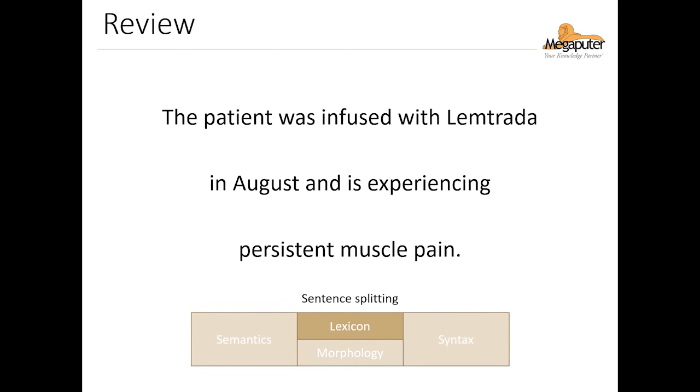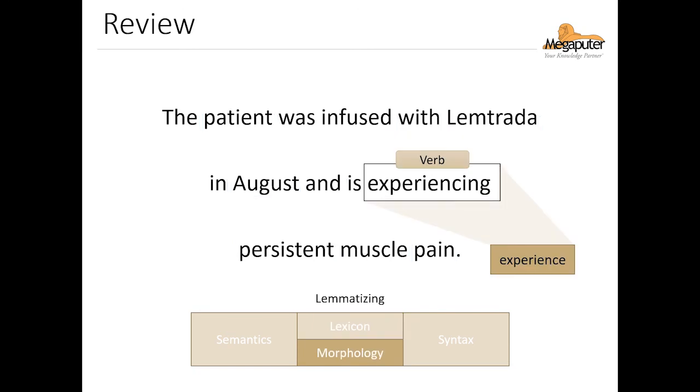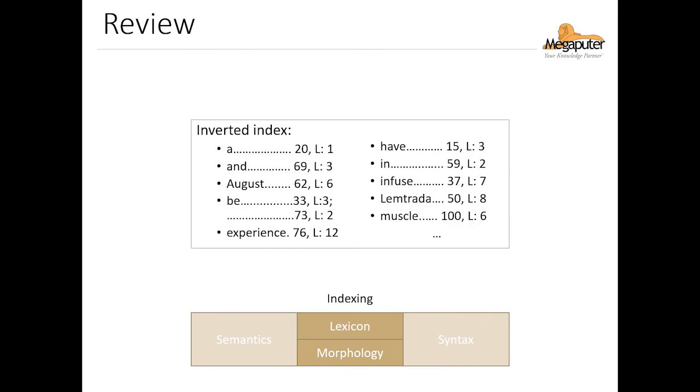So first, PolyAnalyst does lexical tasks like sentence splitting, tokenization, part of speech tagging, and lemmatizing the data by identifying underlying dictionary forms of all the words that appear in the dataset. We also index the text so we can search through it quickly.